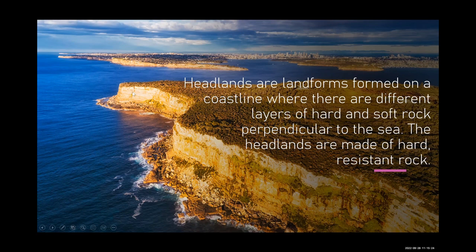And that's because this is going perpendicular, not parallel. This way is the water, this way is the land. So perpendicular to the water, and they basically make like a big wall that the water can no longer get through. So when you see cliffs along the coastline, those are a type of headland.